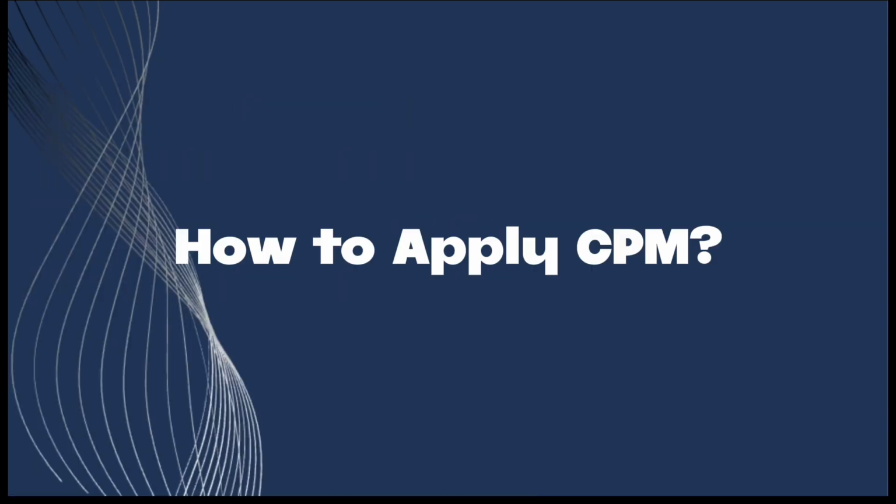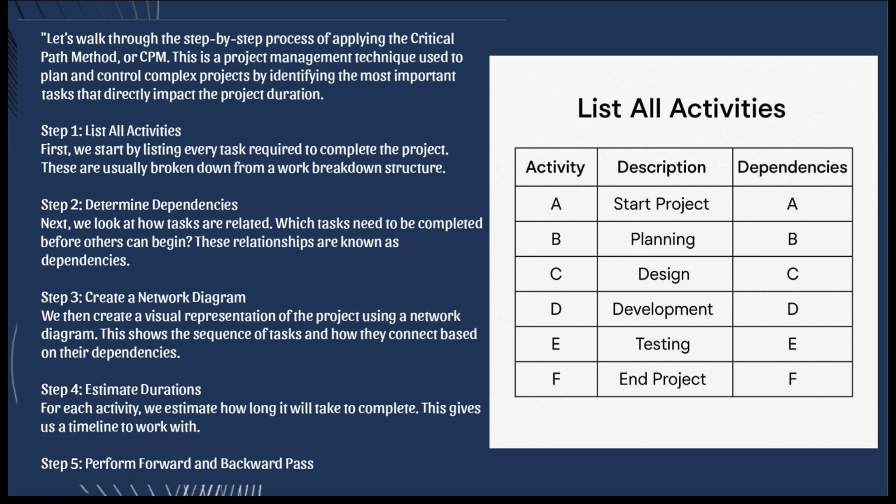How to apply CPM. Let's walk through the step-by-step process of applying the critical path method or CPM. This is a project management technique used to plan and control complex projects by identifying the most important tasks that directly impact the project duration.